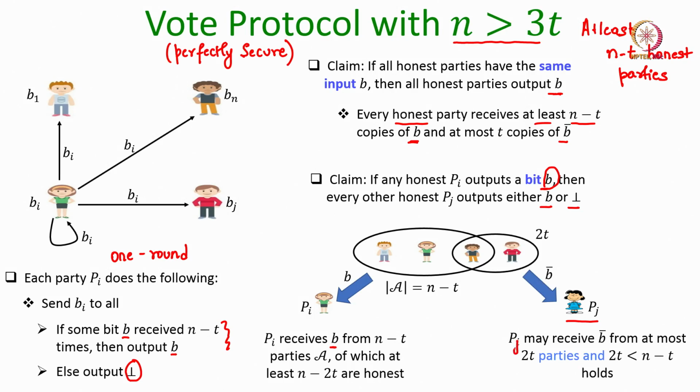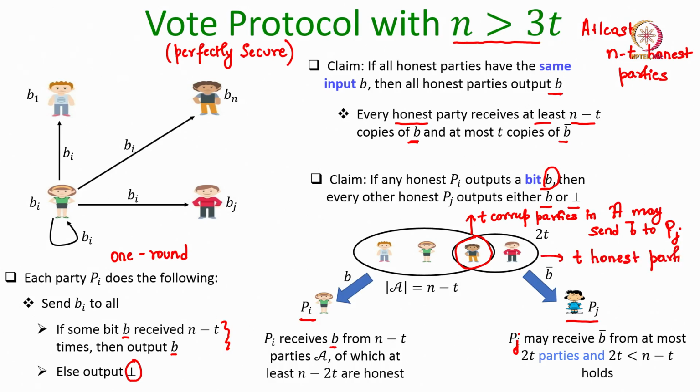Sorry for the typo here, it should be P sub j. So, the party P sub j may receive the complementary bit b prime from at most 2t parties. Who can be those 2t parties? There could be up to t corrupt parties in the set A. The t corrupt parties in A may send b prime to Pj, because they are corrupt. They can send b to one honest party and they can send b prime to another set of honest parties, and there could be up to t honest parties outside A.